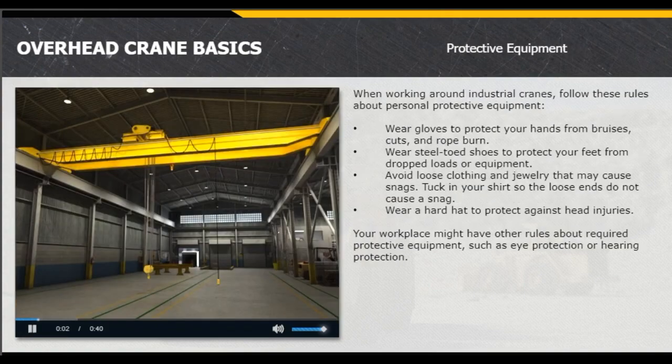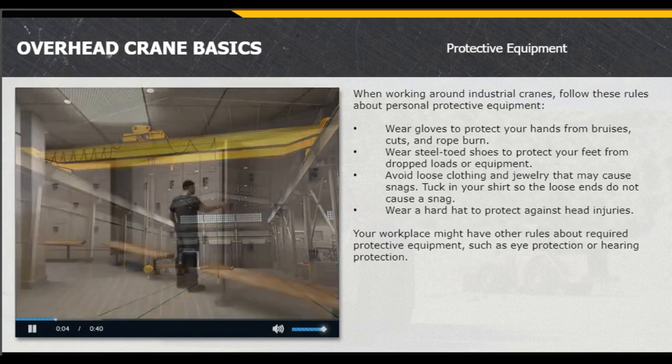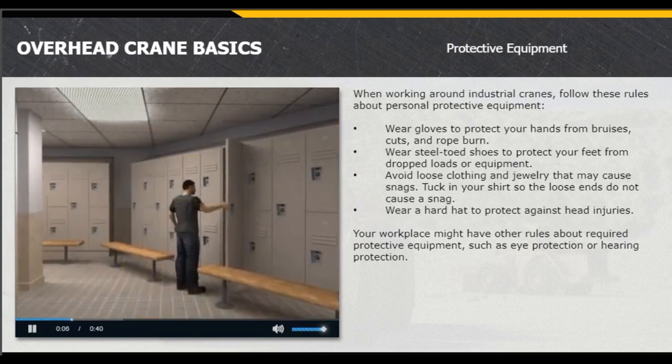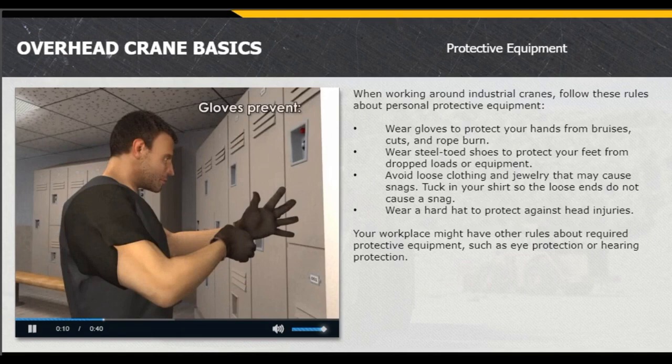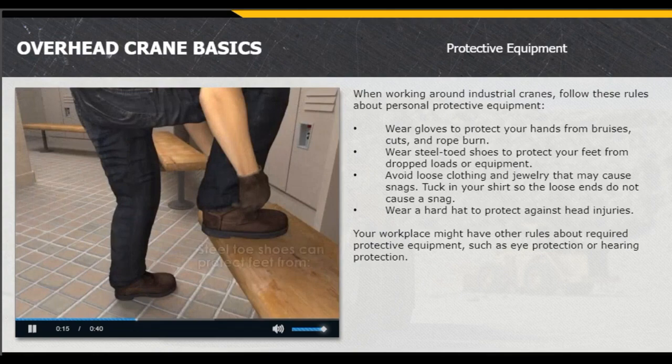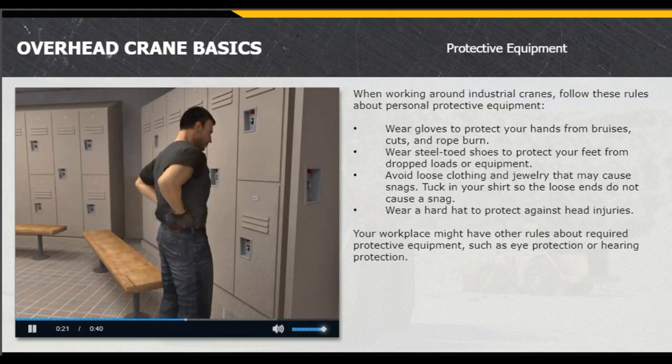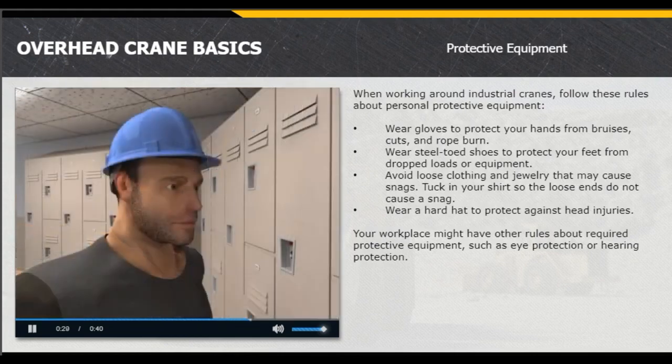When working around industrial cranes, follow these rules about personal protective equipment. Wear gloves to protect your hands from bruises, cuts, and rope burn. Wear steel-toed shoes to protect your feet from dropped loads or equipment. Avoid loose clothing and jewelry that may cause snags. Tuck in your shirt so the loose ends do not cause a snag. And, finally, wear a hard hat to protect against head injuries.